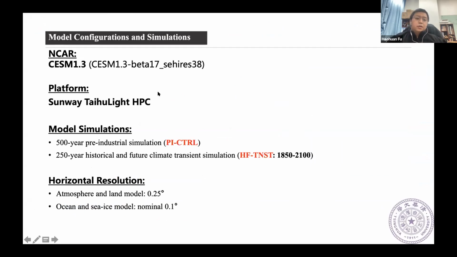These are the experiments we have accomplished from the year 2019 to 2020. As I mentioned, we have used up to 50 or 60,000 MPI processes, that's roughly 1/3 of the machine, to do this kind of high resolution run. We have completed 500 years of pre-industrial simulation and also 250-year historical and future climate transient simulation, with the CAM resolution at 25 kilometers and the POP ocean model resolution at 10 kilometers.